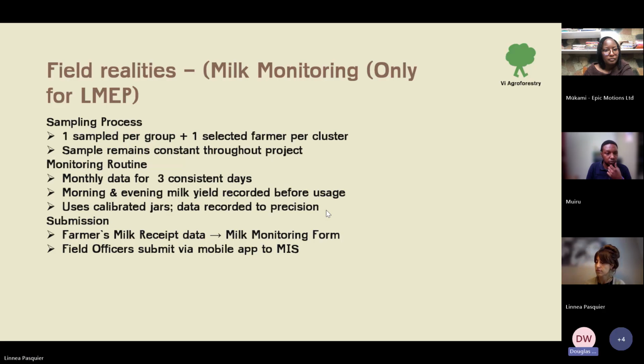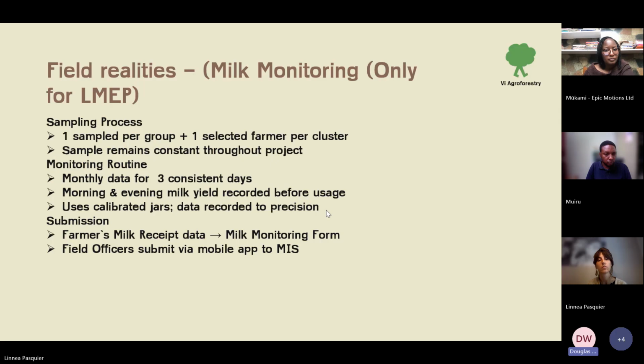So even as we wait for it, about milk monitoring, this is purely for the Livelihoods Mount Elgon Project, and in this case, we have sampled farmers from a group. Because these groups form a small cluster, a small manageable number of groups under a CF, a farmer is sampled from a group, but we also have a control farmer selected by the CF at cluster level. So we maintain this sample throughout the project.